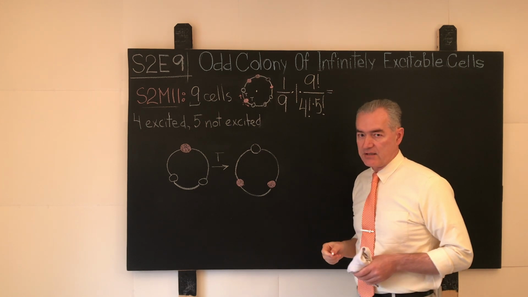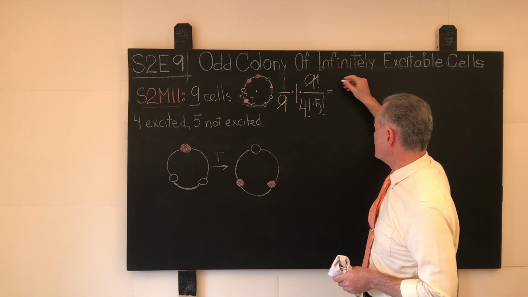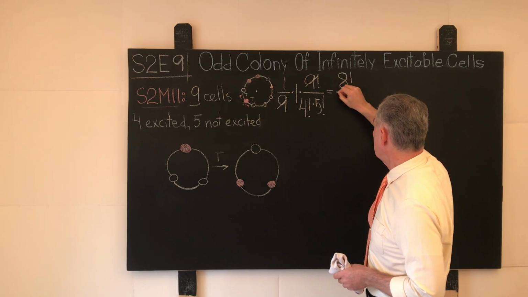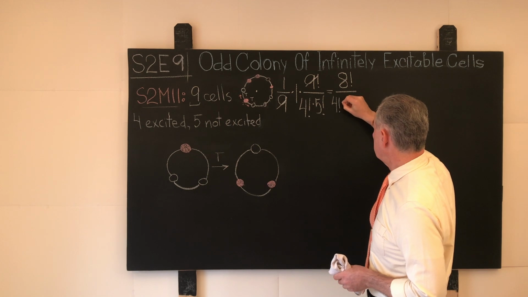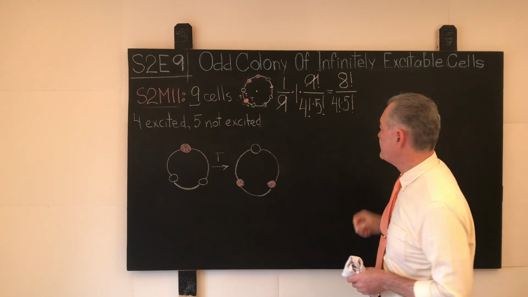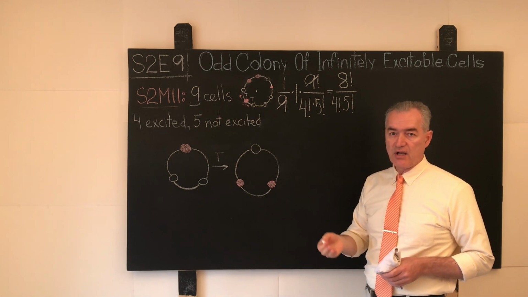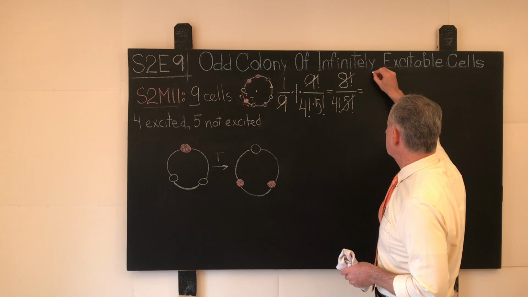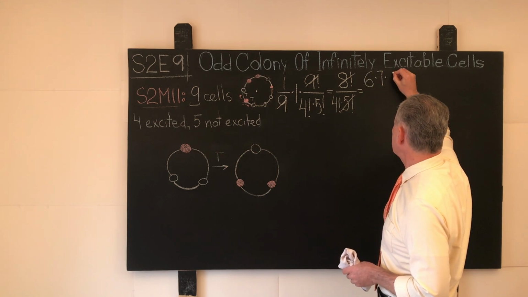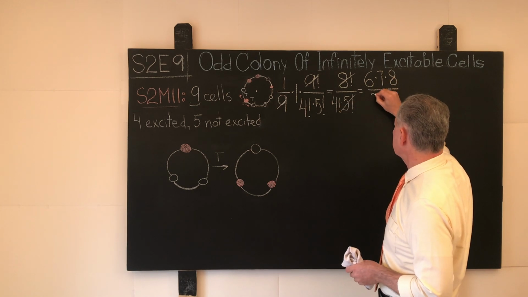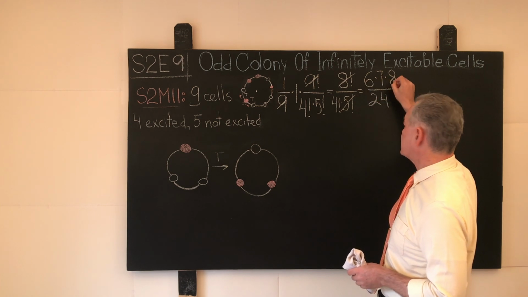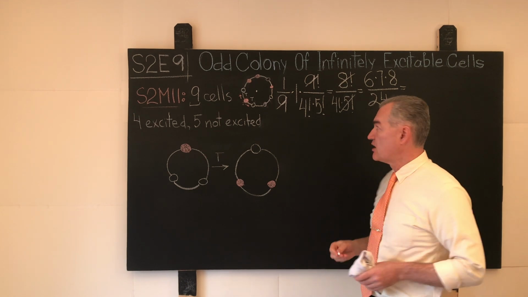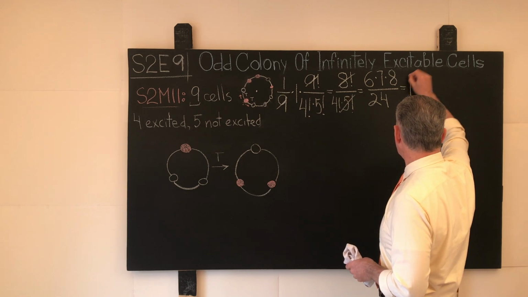Here we see that 9 and 9 factorial in the numerator and denominator cancel out into what? They cancel out into 8 factorial, and here we have 4 factorial in the denominator times 5 factorial, and 8 factorial in the numerator and 5 factorial in the denominator cancel out into what? Into 6 times 7 times 8 over 4 factorial, which is 24. We see that 6 times 8 is 48, 48 over 24 is 2, 2 times 7 is 14, so in this case the answer is 14.